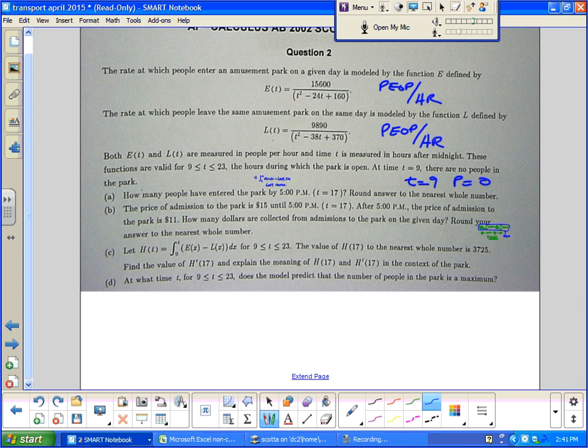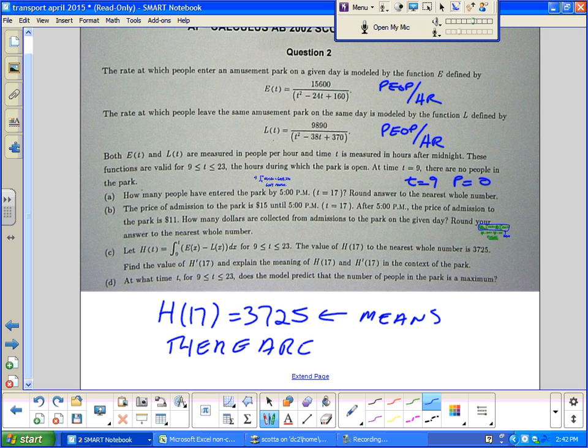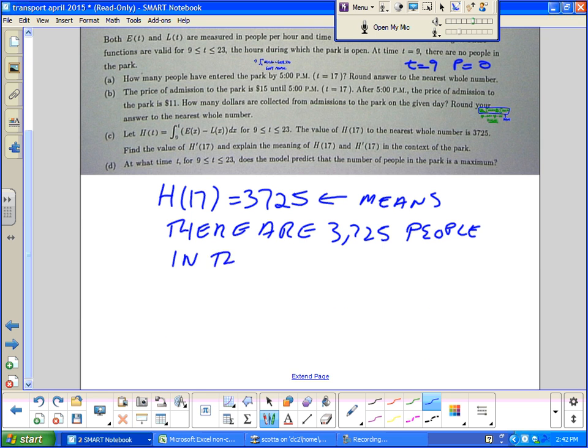First thing I would do is start with h of 17 equals 3725, which means there are 3,725 people in the park at 5 p.m. 17 relates to 5 p.m. Now they want you to find h prime of 17.